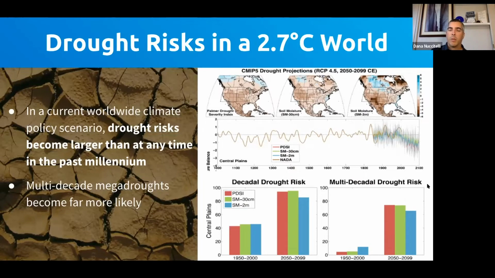Drought is also a problem in the Southern Great Plains states. This is from a nice paper published a few years ago, looking at drought projections out to the future. This is historical drought. This is drought risk in the future down here. We're right about here right now.